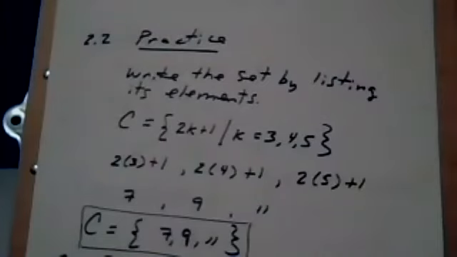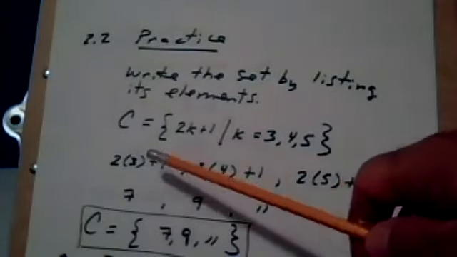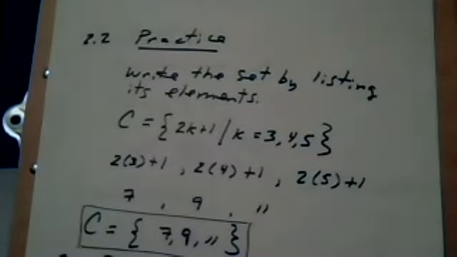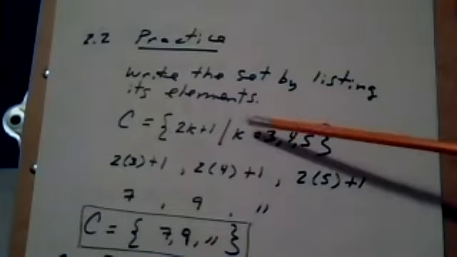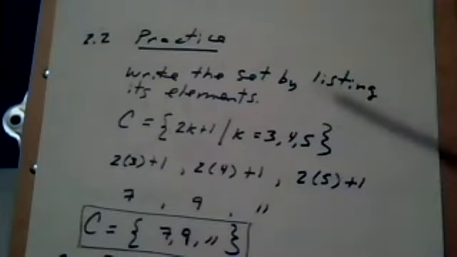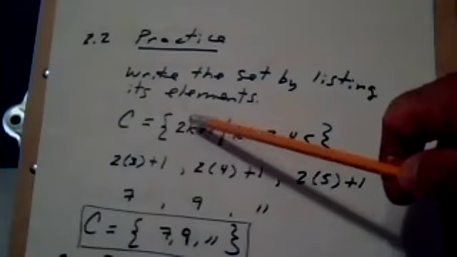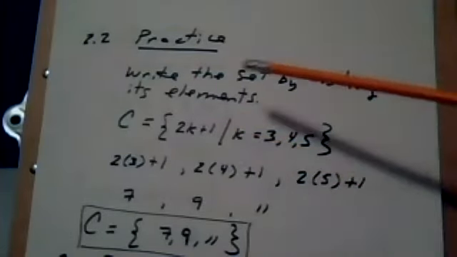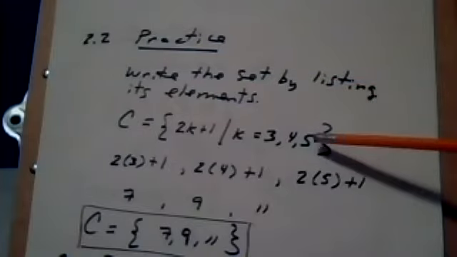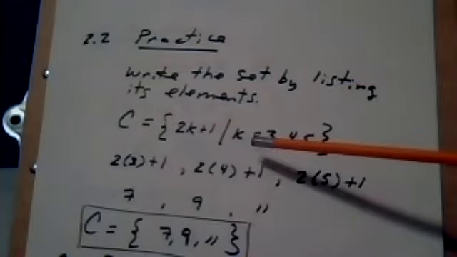Here's a practice problem. Write the set by listing its elements. Right here, they give us a set builder notation, so they're describing who the members of this group are. What we need to do is take 2k plus 1 and start replacing the k with a 3 and then the 4 and then the 5. And so this will produce the members.